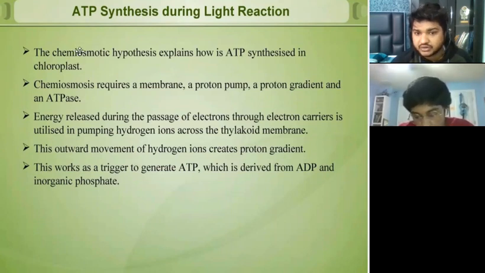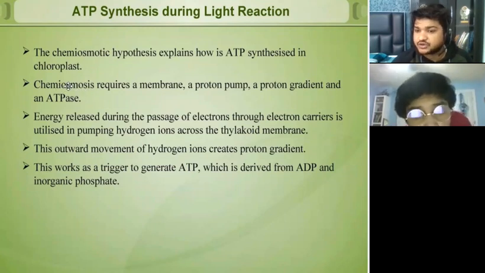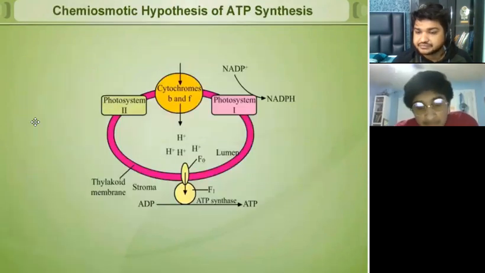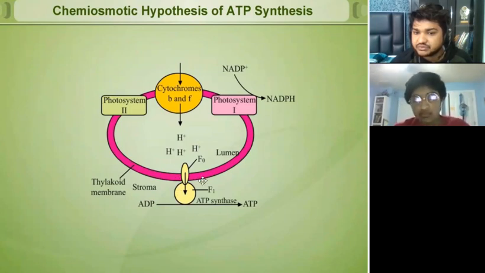Chemiosmosis requires a membrane, a proton pump, a proton gradient and the ATPase. There is a phenomenon, chemiosmosis, and this chemiosmosis helps in the production of ATP. So it needs a membrane, a proton pump, a proton gradient, and the ATPase. And what is that? I will explain. Can you see this membrane? This is the ATPase and the proton pump.